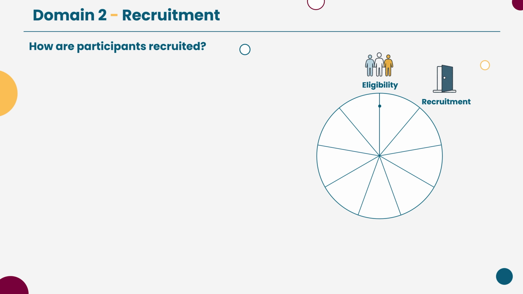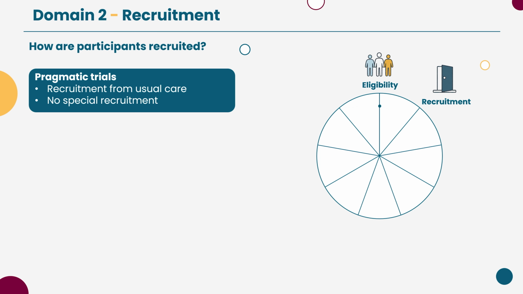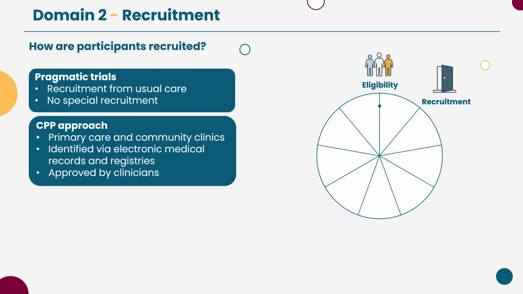Domain 2 focuses on how participants are recruited. A highly pragmatic recruitment approach would involve identifying participants that naturally present to usual care appointments at a range of primary care clinics to increase the applicant pool. No special recruitment efforts such as media advertising or incentives would be used. For the CPP trial, we recruited directly from usual care settings.